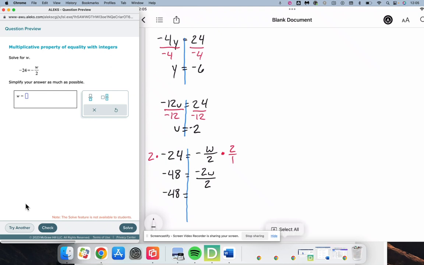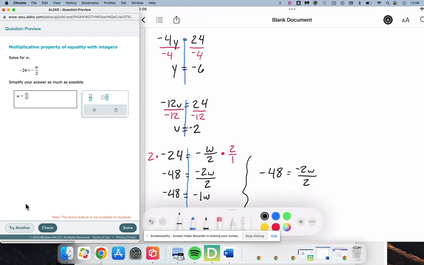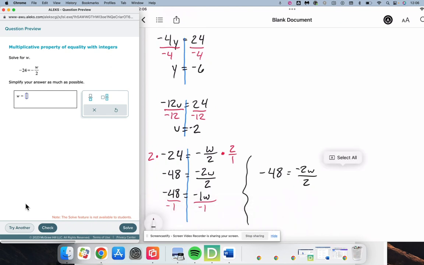So we can simplify the fraction on the right to make it negative 48 is equal to, I'm going to do this two ways. I'll show you a second way over here. Negative 48 equals negative 2w over 2. So both of these will produce a correct answer. The one on the left, I will simplify that fraction on the right to be negative 1w, recognizing that we need to then divide by negative 1 because the negative 1 is being multiplied by w. Negative 1 divided by negative 1 makes 1. They do not cancel, they create 1. Negative 48 divided by negative 1 makes a positive 48.